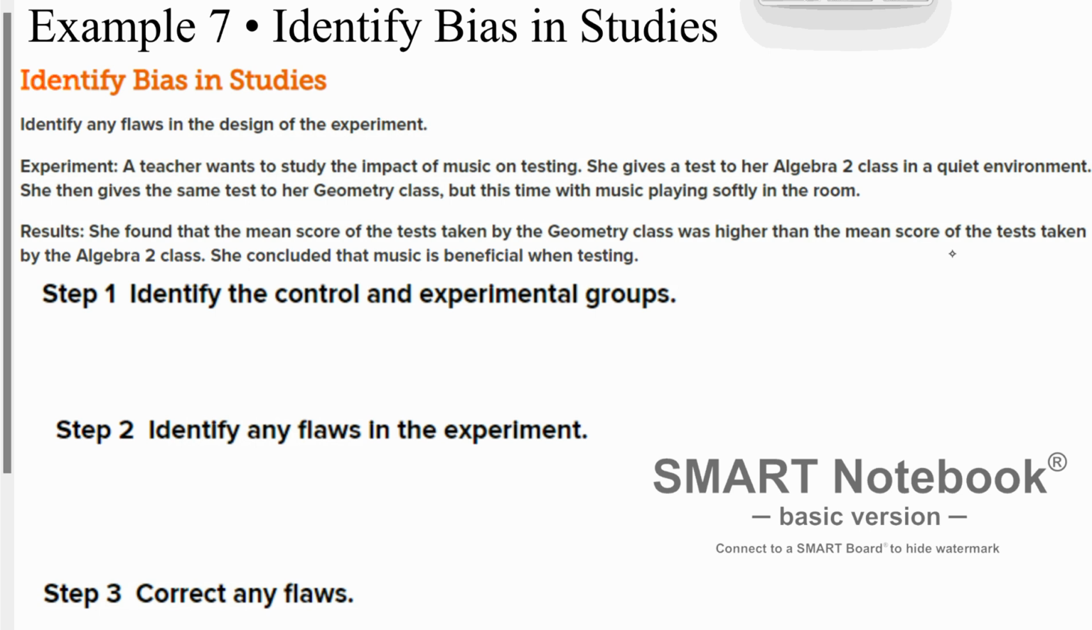So we want to identify what is the control group and what is the experimental group. Okay, so the experimental group is the one that's doing the change, right? So experimental would be the geometry class, because it takes the test with music playing. So they're the experimental group. So geometry.